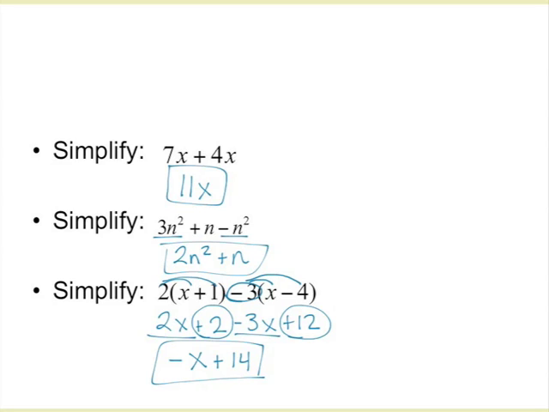I tend to write my variables in decreasing order. So I start with the highest power and then work my way down, but it doesn't matter as long as your signs are all with the right stuff. Questions?